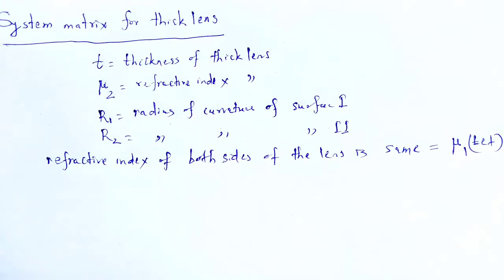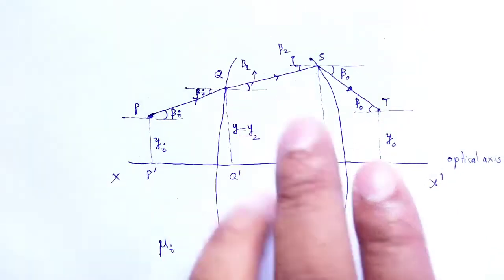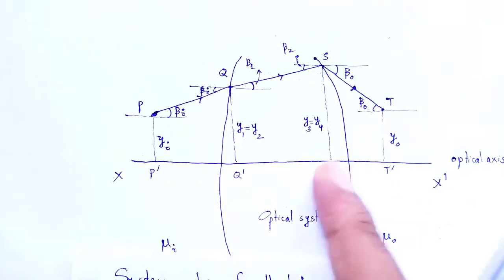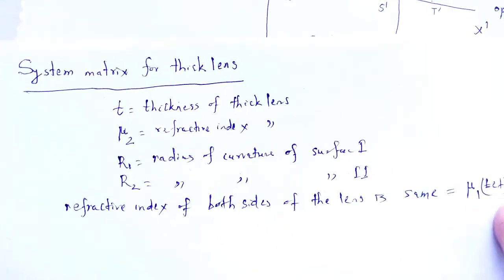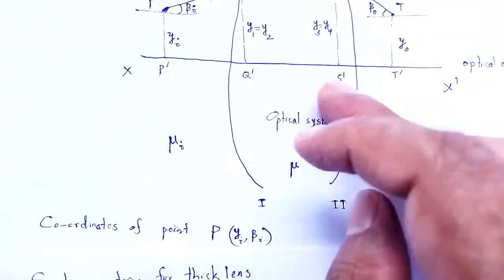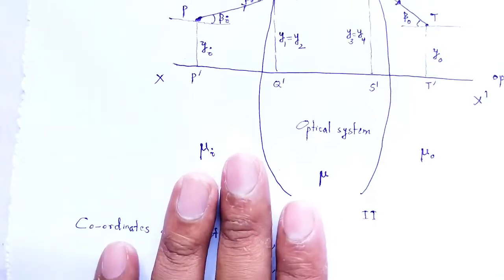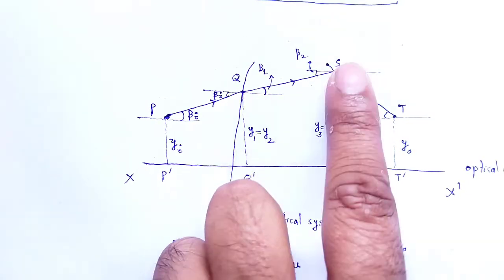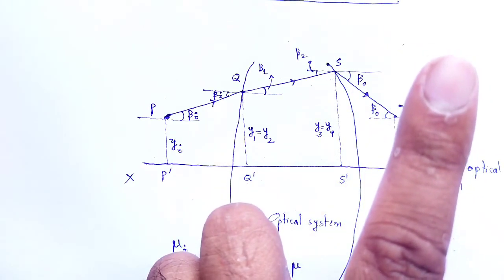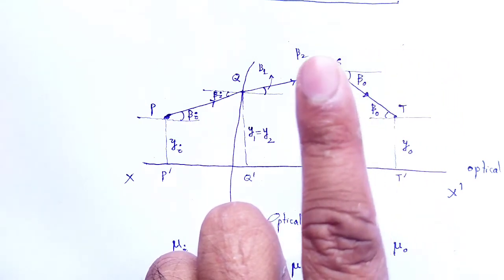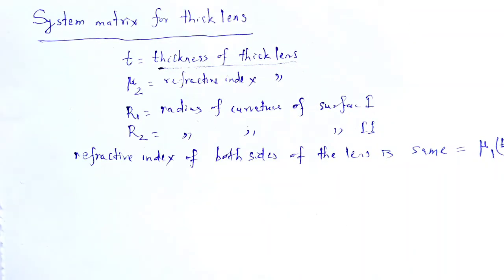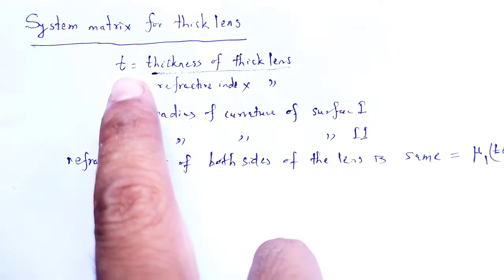Look here, in that figure, if we consider a thick lens, the refractive index of the thick lens is mu2, and the medium on both sides is the same, having refractive index mu1, and the radii of curvature of the first and second surfaces are r1 and r2. So in that particular case, what happened? The ray passing through the thick lens suffers two refractions and one translation through the thickness of the lens. The two refractions are at the two surfaces.